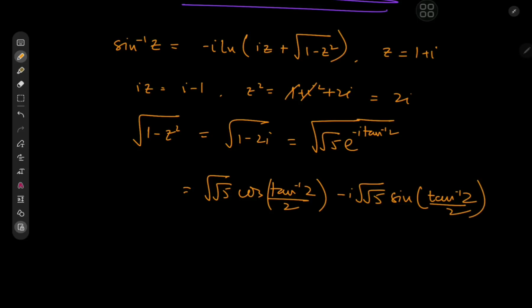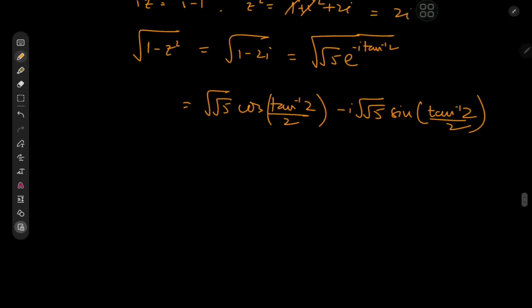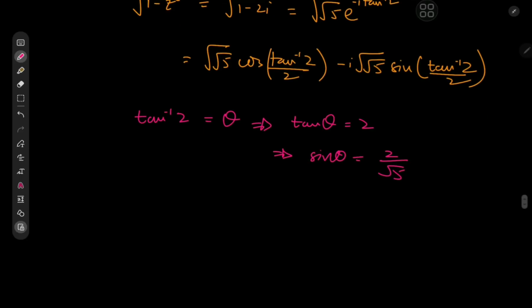And we can actually simplify these cosines and sines quite nicely. If we analyze inverse tangent 2, letting it equal theta, and you can do the thing with the right triangle and all that, we have tangent theta equal to 2, and this implies that sine theta would in fact be 2 by root 5, and cosine theta equal to 1 by root 5.